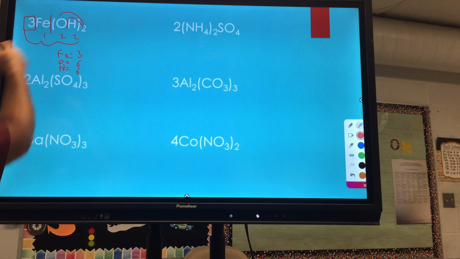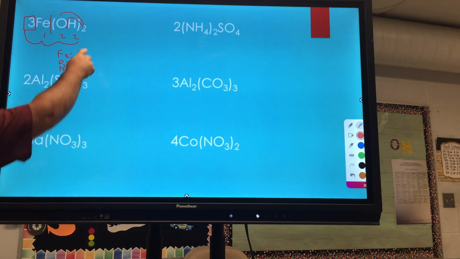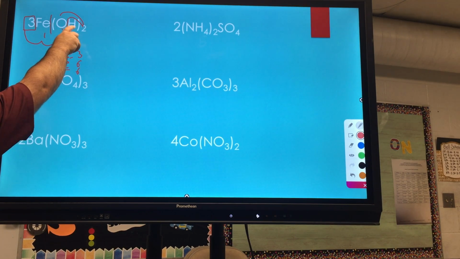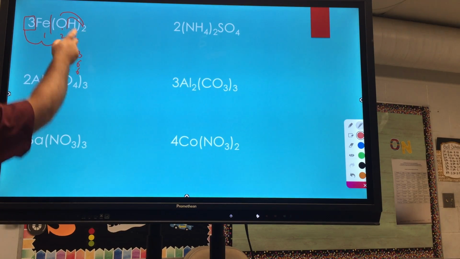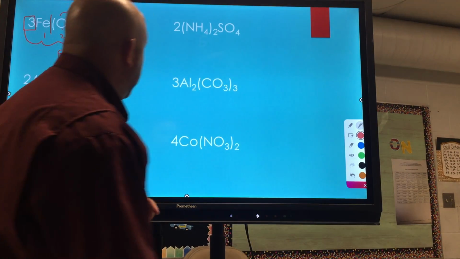Capital F, e, capital O, capital H. There's no number next to Fe, so that was an understood 1. There's no number next to O, so that was an understood 1. There's no number next to H, so that was an understood 1. But there were parentheses around the O and the H, so I know that that subscript has to go into the O and the H. So 2 times 1 is 2, and 2 times 1 is 2. And then I take the 3 out of the box, and I multiply it into everything. So 3 times 1, 3, 3 times 2, 6, 6. That's easy, right? Let's move on to this one.